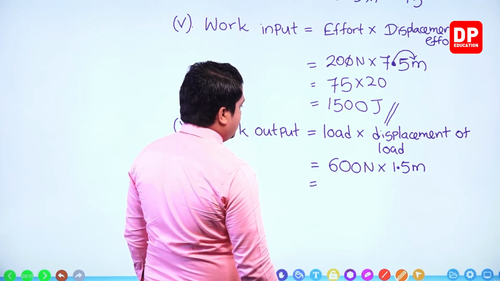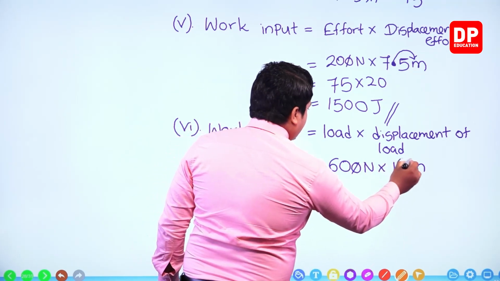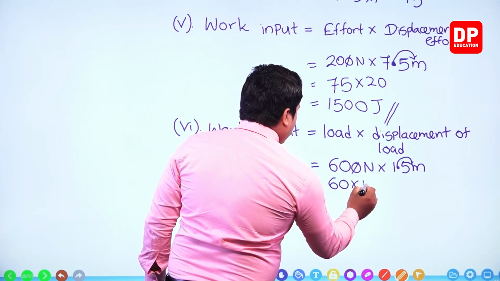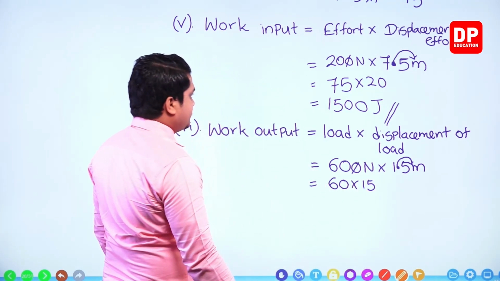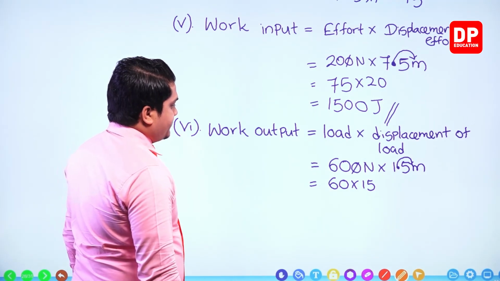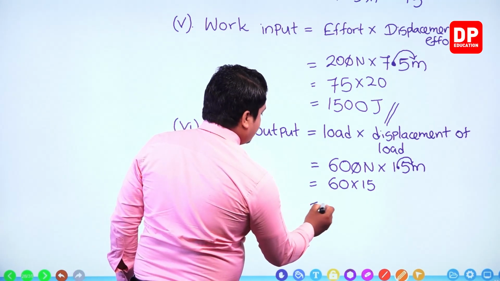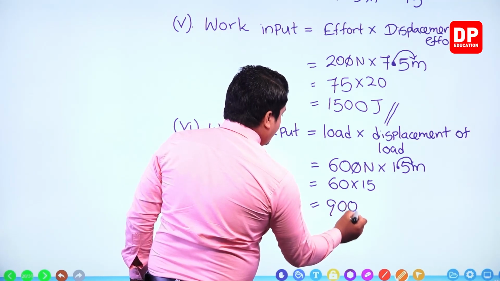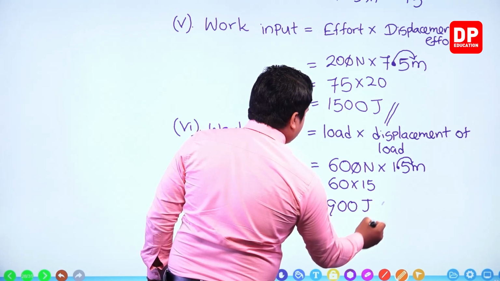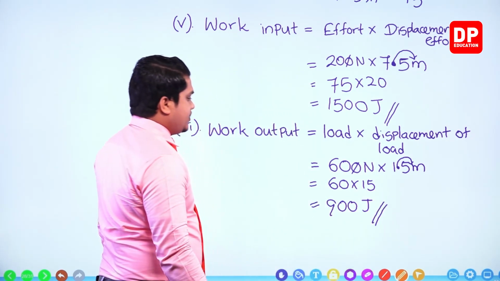1.5 is the displacement. So you cut 0, take this one to the other side. 60 into 15. That means 900 joules. 900 joules.